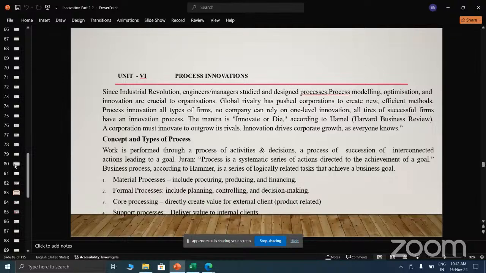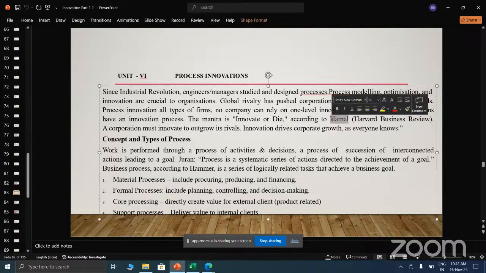Okay. Now the current mantra is: innovate or die, according to Hamel. Please remember the author's name here. You can quote this in the exams. Let's look into the concept and types of processes.